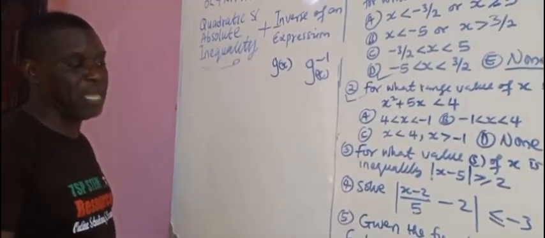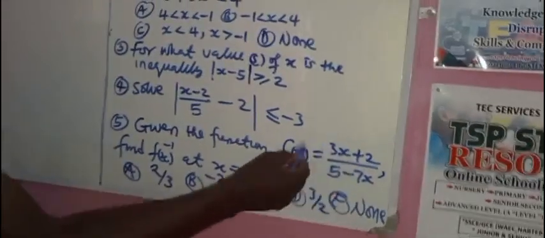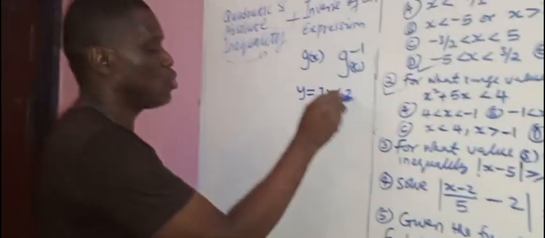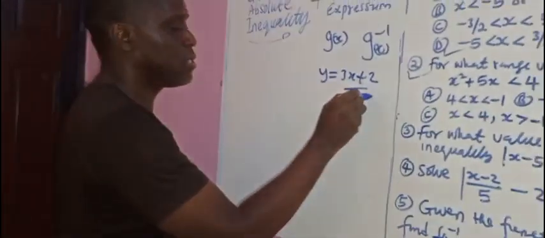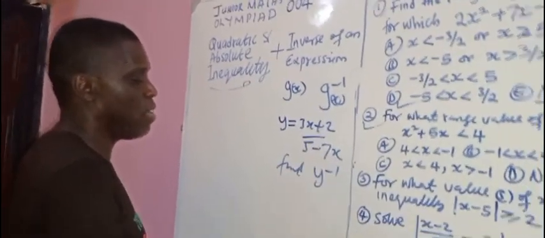Now this x is telling you that the function is in terms of x. If I put t here, then this should be in terms of t. You will not see x. It's just telling you, it's as good as saying y equals this. So find the inverse of y. It's like saying y equals 3x plus 2 over 5 minus 7x, and I said to find the inverse of y. So that's the meaning.